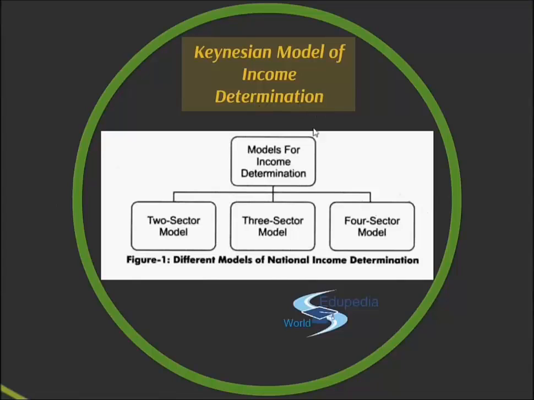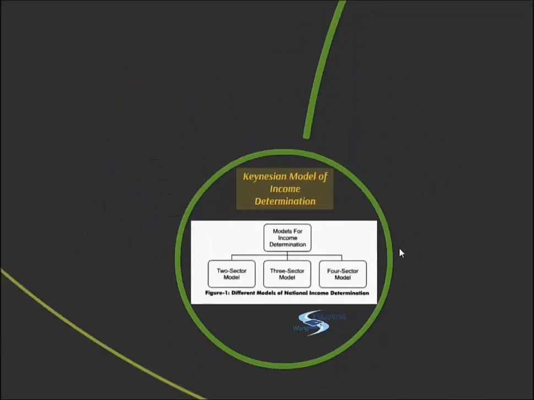So according to Keynes, there are three models to determine the national income, that is two-sector model, three-sector model and four-sector model. In this session, we'll be discussing the two-sector model. In the next session, we'll be continuing with the three-sector and four-sector models. So let's start with the two-sector model.